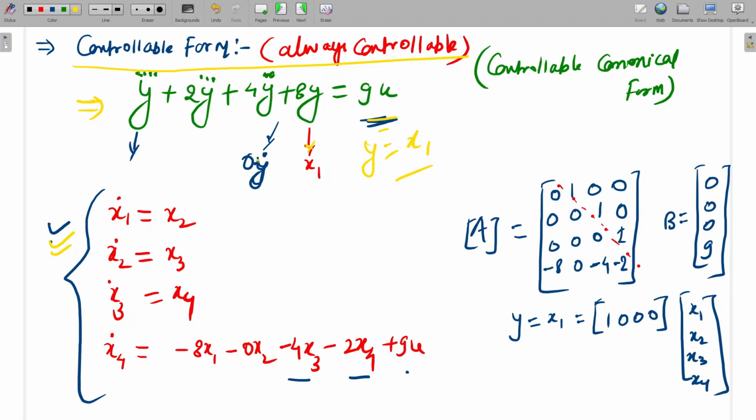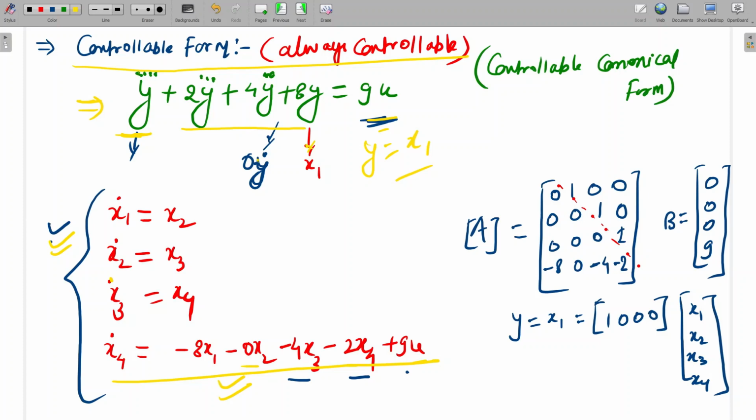x1 dot means y dot. So x1 dot is equal to x2. Similarly, x2 dot will be x3 and x3 dot will be x4, and this last term is x4 dot. So x4 dot is equal to this. I am putting the rest on the right-hand side: minus 8x1, minus 0x2, minus 4x3, and minus 2x4, plus 9u. Is this equation clear?